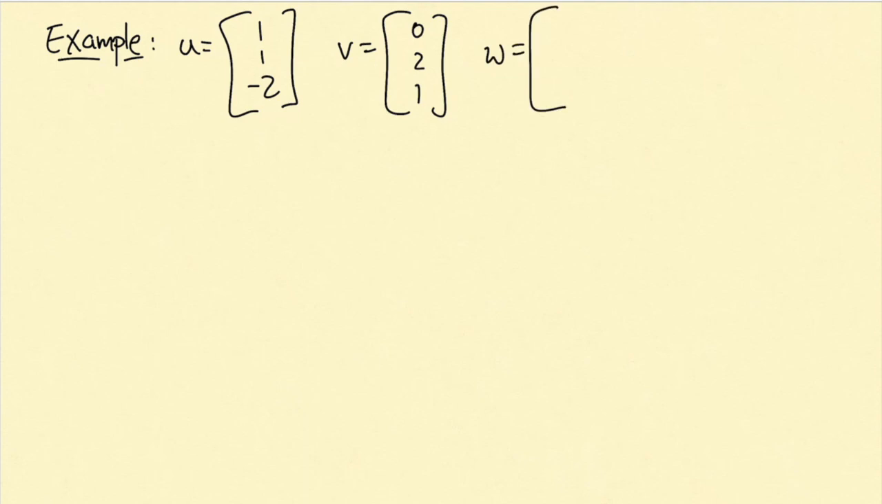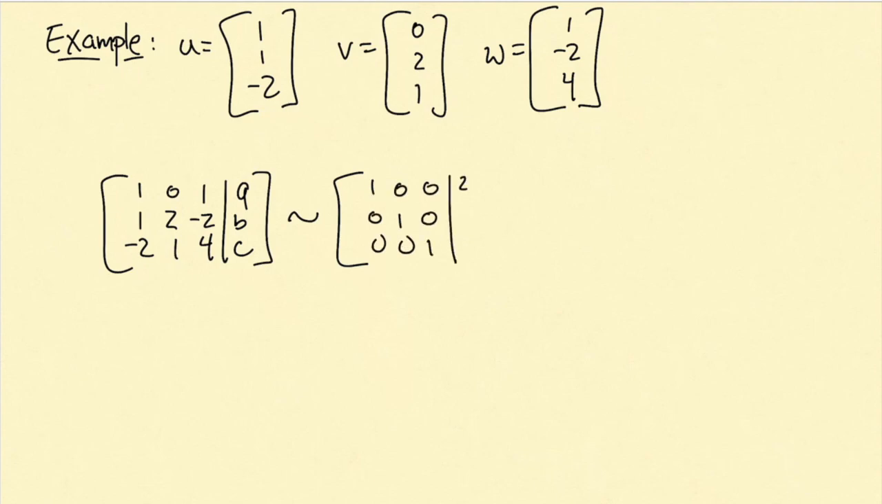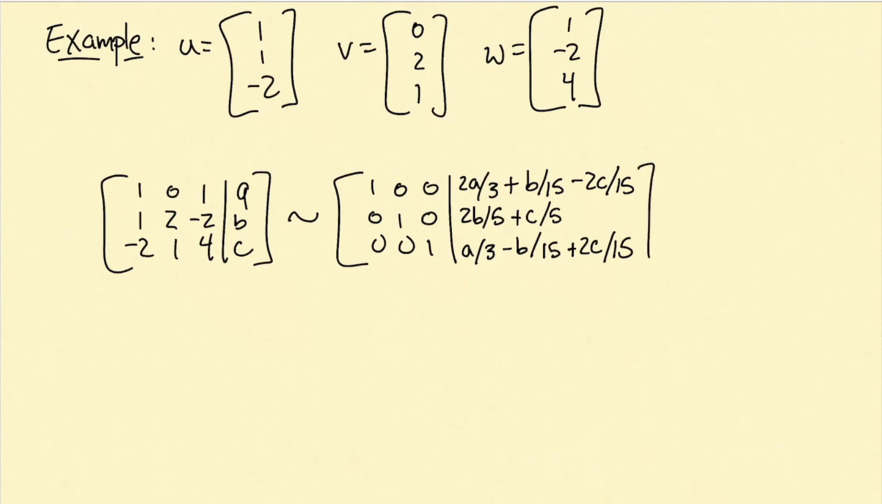So for our last example, let's consider 3 vectors. So we have the vector u with entries 1, 1, minus 2, v with entries 0, 2, 1, and w with entries 1, minus 2, 4. Again, we set up an augmented matrix, and after we do a bunch of rather tedious computations, which I won't subject you to, we get the following reduced row echelon form.